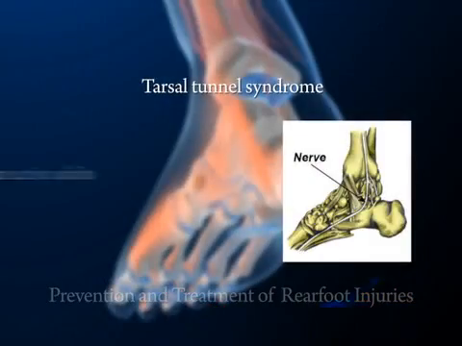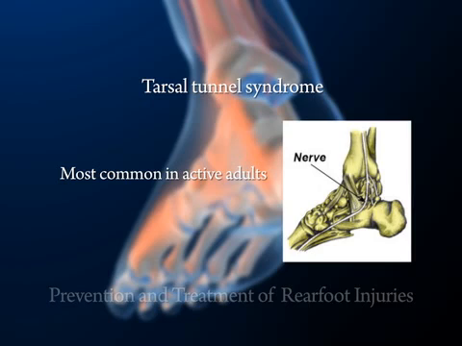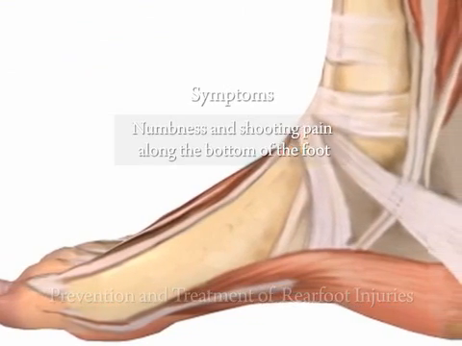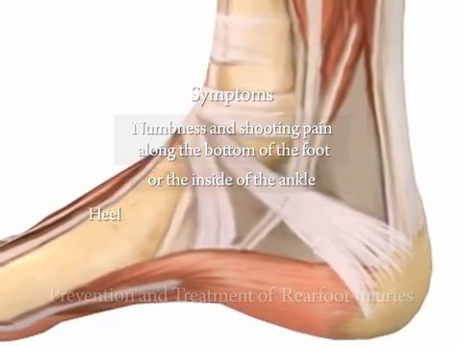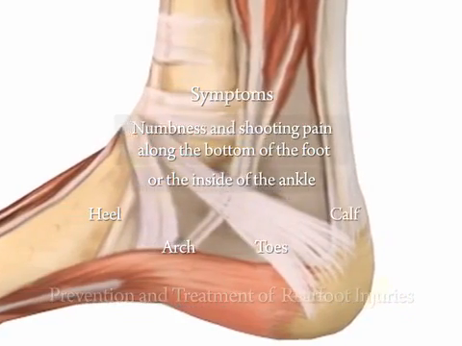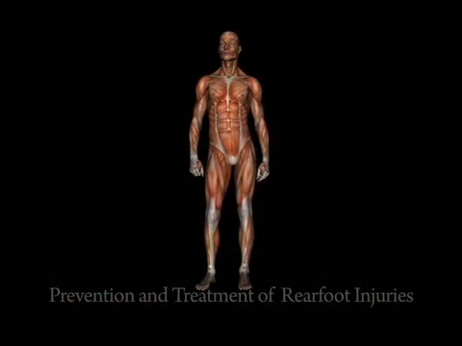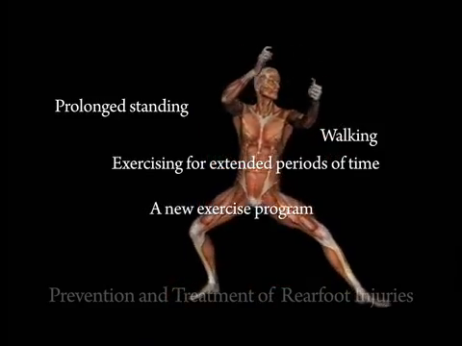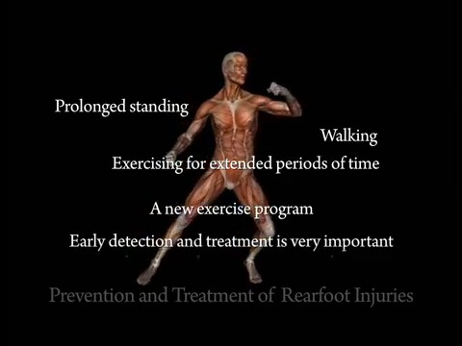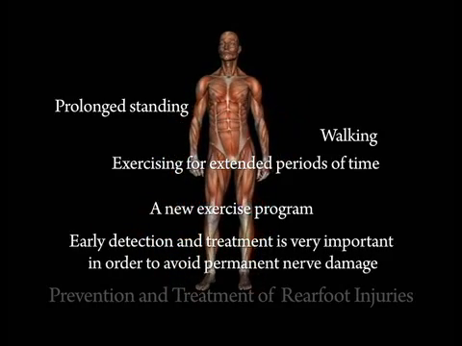Tarsal tunnel syndrome is most common in active adults. The burning or tingling sensation it causes is a result of the compressed tibial nerve. Other symptoms may include numbness and shooting pain along the bottom of the foot or inside of the ankle that may extend to the heel, arch, toes, and even the calf. These symptoms are often brought on or aggravated by overuse of the foot, including prolonged standing, walking, exercising for extended periods of time, or beginning a new exercise program. Early detection and treatment is very important in order to avoid permanent nerve damage.